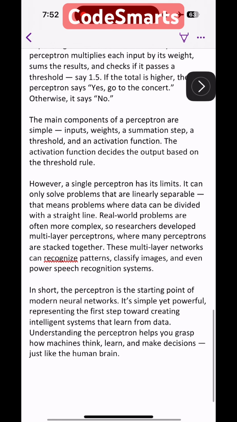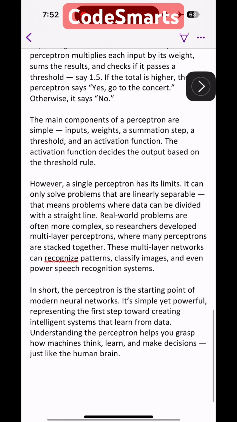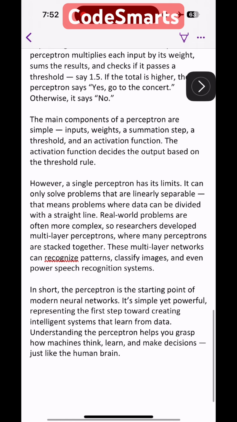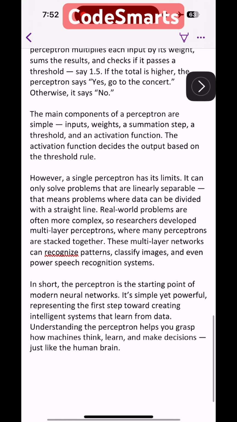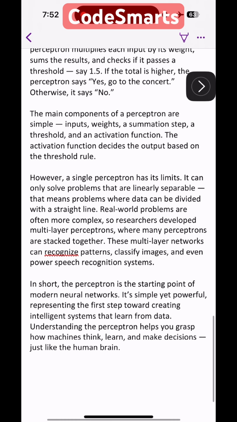Real-world problems are often more complex, so researchers developed multi-layer perceptrons, where many perceptrons are stacked together. These multi-layer networks can recognize patterns, classify images, and even power speech recognition systems. In short, the perceptron is the starting point of modern neural networks. It's simple yet powerful, representing the first step toward creating intelligent systems that learn from data. Understanding the perceptron helps you grasp how machines think, learn, and make decisions just like the human brain.